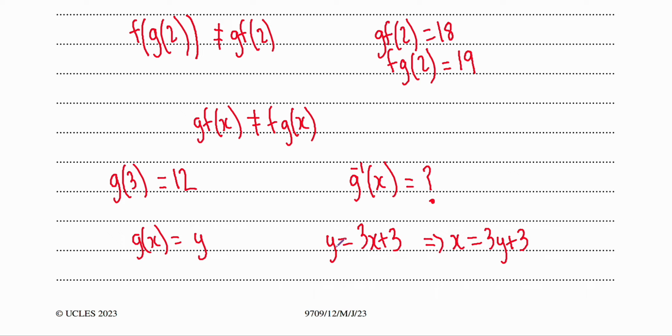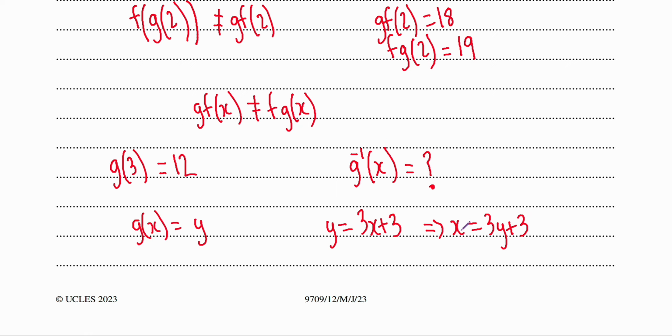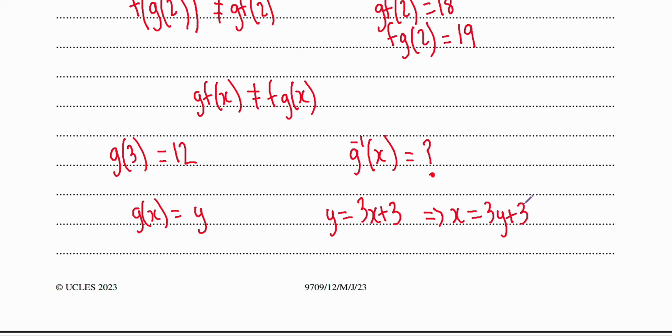So you see over here you had y by itself in terms of x. Now you have x by itself in terms of y. But now you want to go back to having y in terms of x. So you rearrange this equation right here. What can you do? You can subtract 3 on both sides. So now you have x minus 3 is equal to 3y. Then you can divide by 3 on both sides. So you have y is equal to x minus 3 divided by 3.